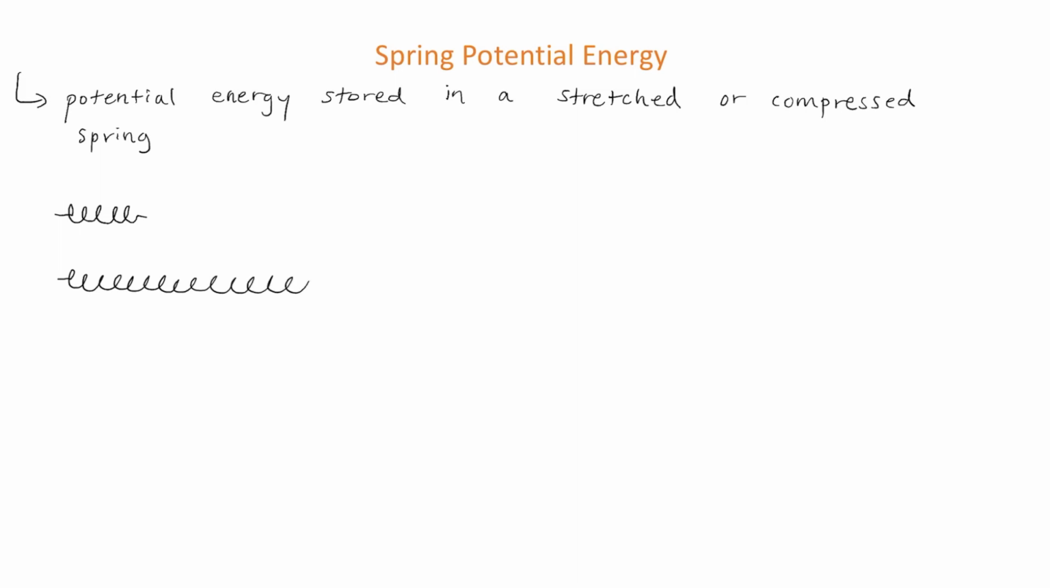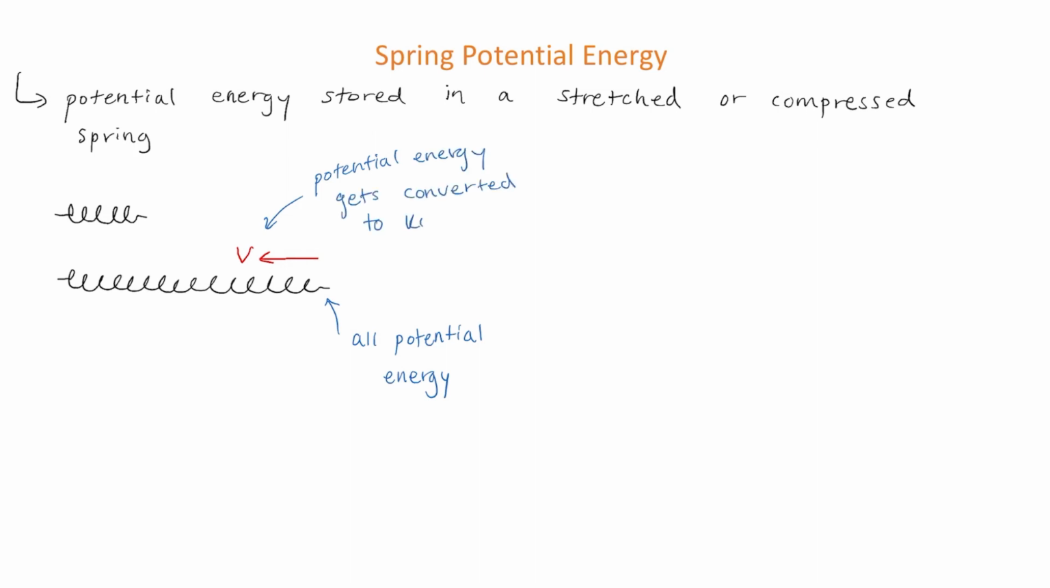At the maximum point of the stretch, the spring has only potential energy, but then we can release the spring, and it will move back towards its equilibrium position with some velocity v. That means the potential energy gets converted into kinetic energy. The same thing happens when we compress a spring.